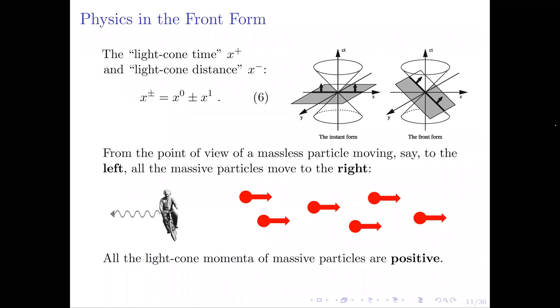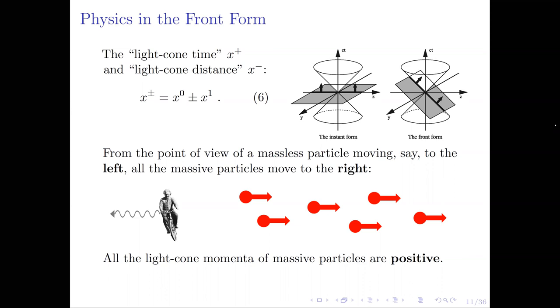And in principle, this is a valid coordinate transformation. It's not a Lorentz transformation, but it's a valid parameterization of your Minkowskian space-time. And moreover, you can say that let's treat x plus as light cone time and x minus as another distance coordinate, and let us evolve the system in the x plus direction. So the surfaces of constant evolution parameter will be the fronts of light, as shown in this right picture. So this gives the name to this formalism, front form.